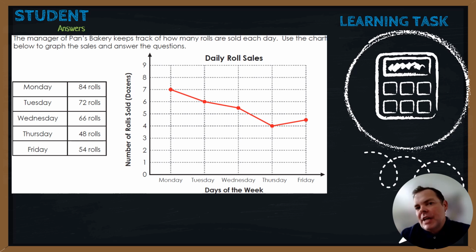Nice even intervals. It's a good looking graph. So this is a great sales graph. This is called a line graph. And the great thing about a line graph is we can actually continue line graphs for an extended period of time. So you can continue that on well after that Friday. You can go into week 2 and you can see what that graph is doing. Are you having those low points, or are you having those high points? Okay, and you're looking at that daily roll sales. So we're looking at a bakery. Oh, yep, bakery. It's sitting at the top there.